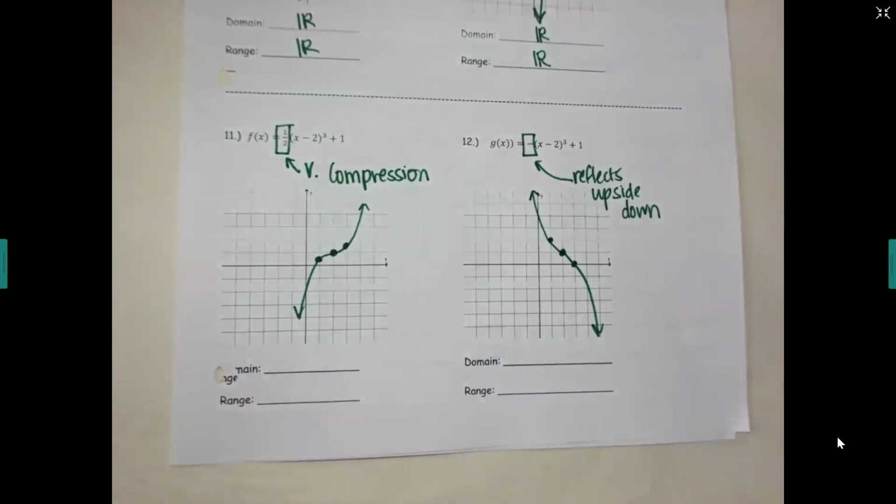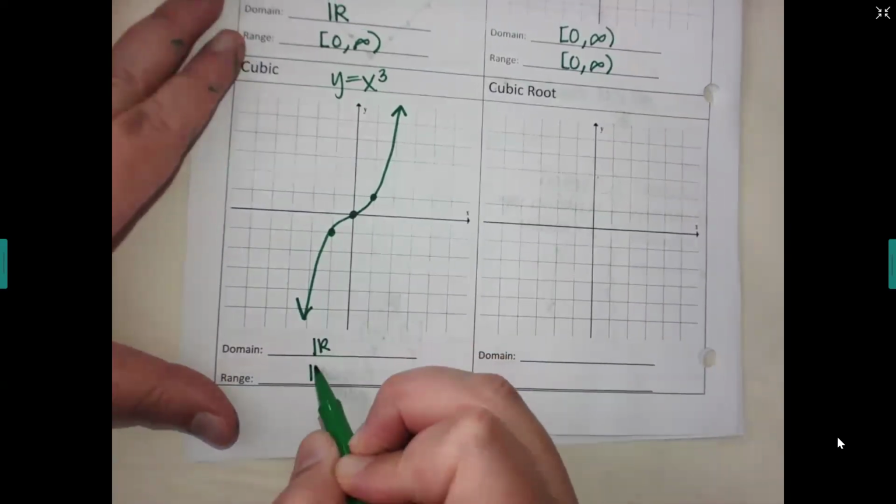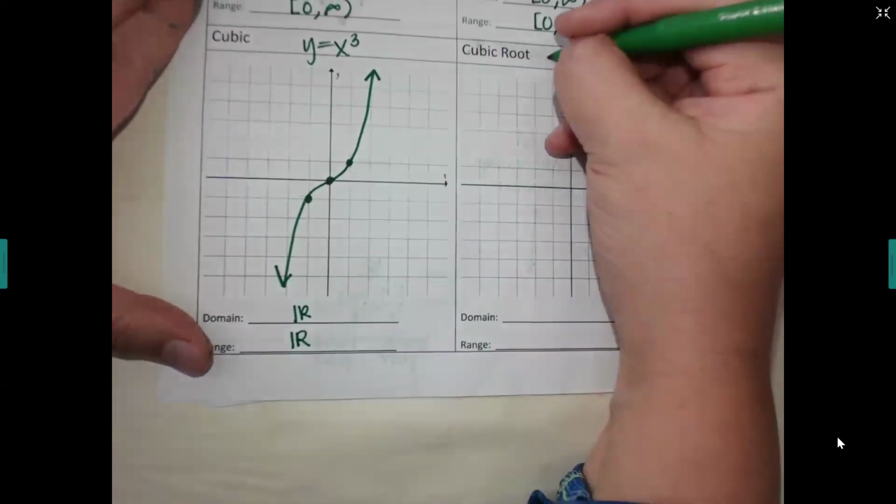All right, once you've got that, go back to your cheat sheet. We only have one more left. If you have not already, go ahead and put your domain and range for that family. Okay, remember that we said for cubic, since you have an arm up and down, it's going to be all real numbers. Okay, the last one is cubic root.